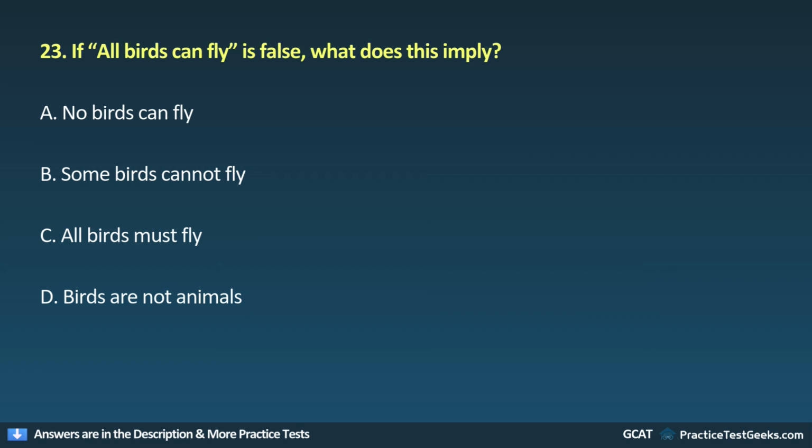23. If all birds can fly is false, what does this imply? A. No birds can fly. B. Some birds cannot fly. C. All birds must fly. D. Birds are not animals.